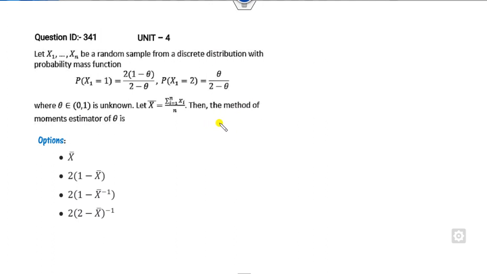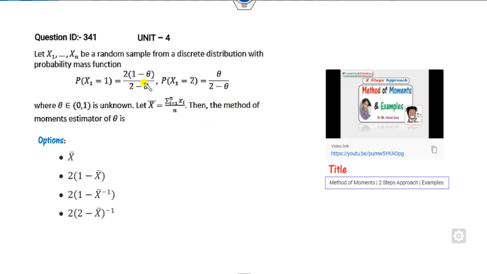Okay, so look at that. This is the method of moments. That's very surprising. This is the same question I already explained on my YouTube channel, Dr. Harish Garg. The title of the lecture is method of moments. You can see that I already explained 15 examples related to the method of moments, and one of them is already here. There is the same question, and this is the right answer.